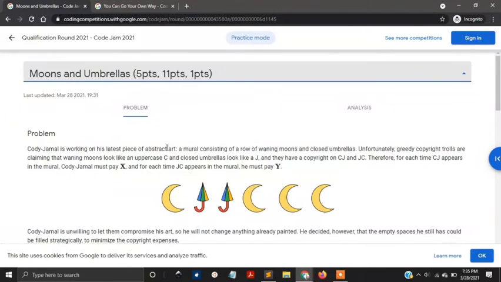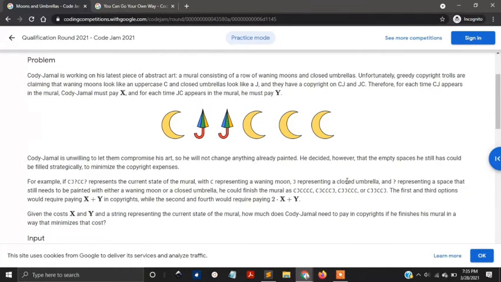So this problem is moon umbrellas. You can see here, this image contains moons and umbrellas. Moon represents C and umbrellas represents J. If it encounters CJ, then Kodijamal has to pay X, and if it encounters JC, then Kodijamal has to pay Y. So we are going to look at the test cases here.